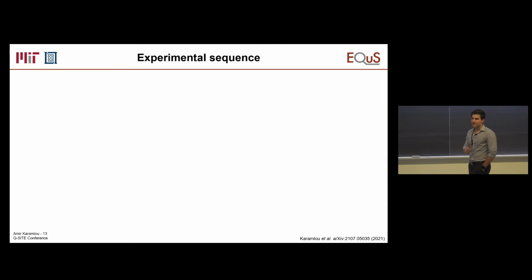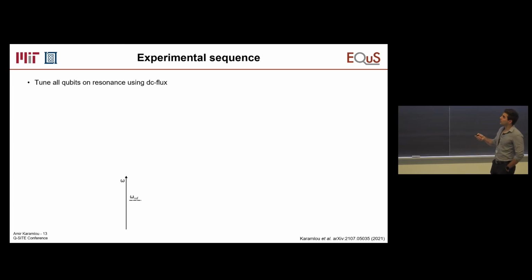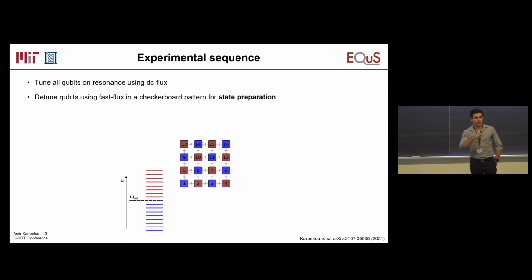OK. So with that, now let's talk a little bit about our experimental sequence. What is the sequence that I'm actually using in lab to show you the data that I will in a moment? So first, by applying a DC flux, again using the DC sources that I showed you, we tune all of our qubits on resonance. Next, I detune my qubits, again on the time scale of nanoseconds, using my fast flux capabilities with those arbitrary waveform generators that I showed you, in a checkerboard pattern that looks like this for state preparation. The reason we use this checkerboard pattern is that we want the neighboring qubits to be far detuned from each other such that they don't interact when we're trying to prepare a state.